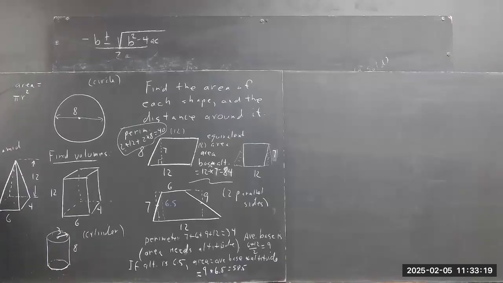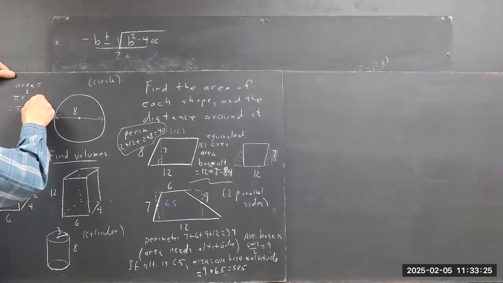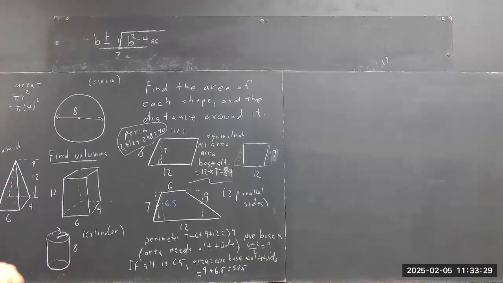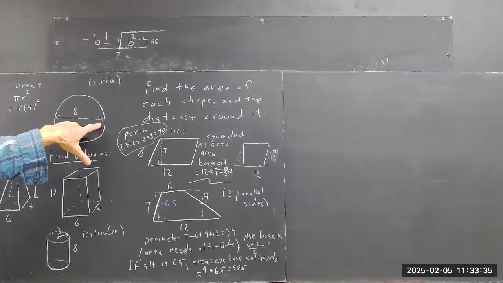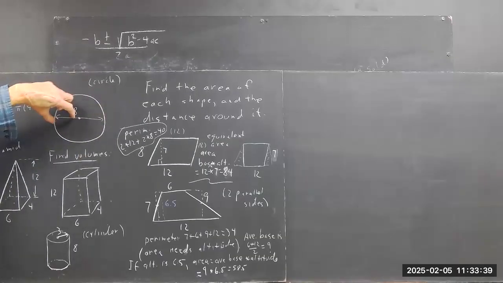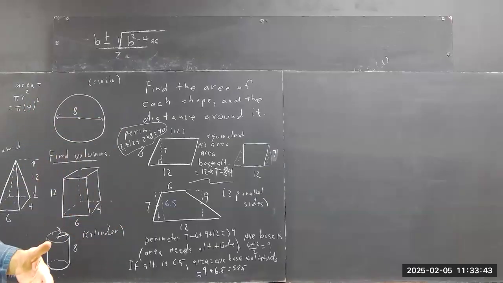Okay. It's pi r squared, which equals pi times 4 squared. You're not squaring 8, you're squaring 4. You're doing the radius. Okay. The radius goes from the center to the edge. And if you've got the diameter, then of course you've got a radius here and a radius here. So you've got the radius twice, so you're going to take half of that, right? Radius is half the diameter.